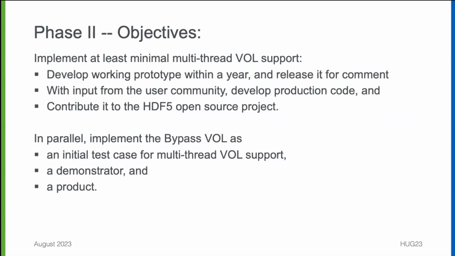Phase 2 is in progress. Objectives are pretty straightforward. We hope to have a working prototype within a year and release it for comment. We'd like to get some input from you folks on what we're doing wrong, what we're doing right, and what we should change. And then the plan is to contribute it back to the HDF5 library. In parallel, we'll be implementing the bypass VOL, its initial test case, a demonstrator, and eventually a product.